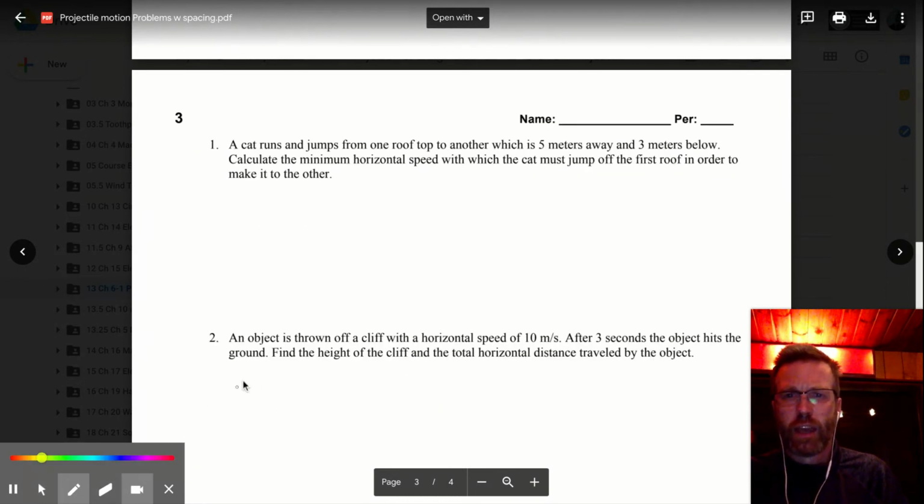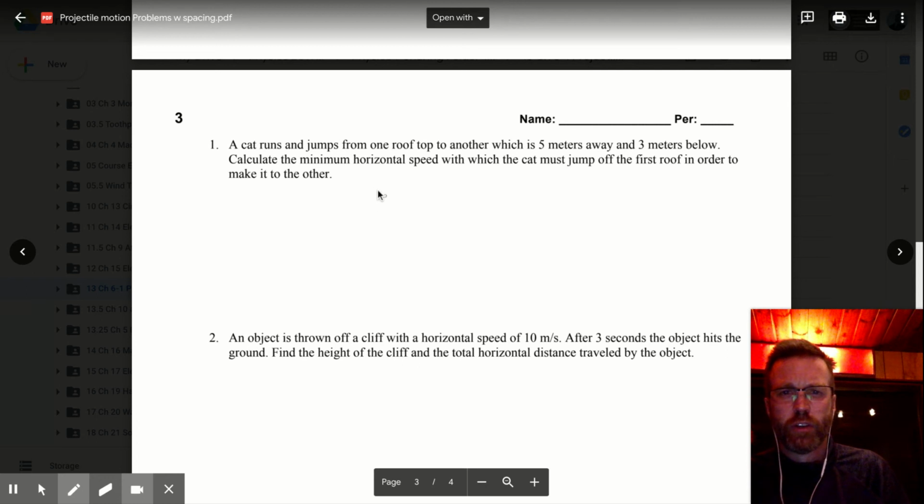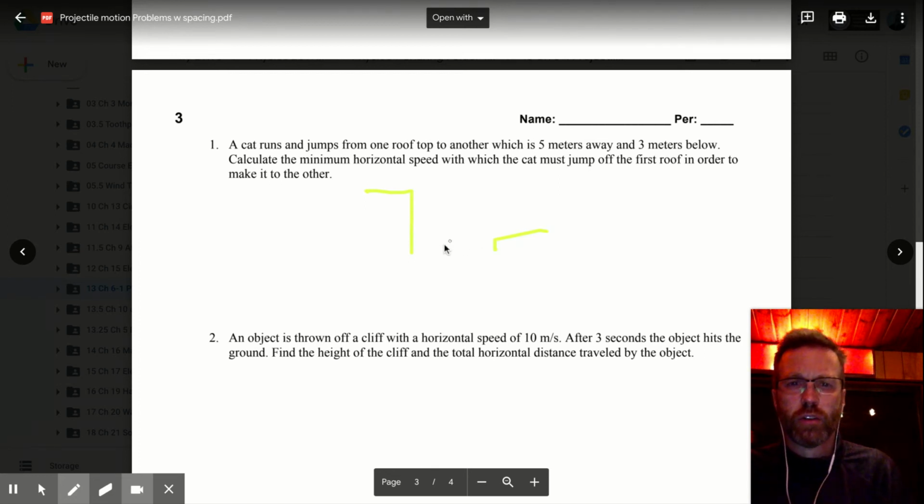I've got a cat jumping from one roof to another. It's 5 meters away. So here's one roof. 5 meters away, there's another roof, and it's 3 meters lower. So something like that. So we know the distance horizontally in here is 5 meters. And we know vertically that there's a 3 meter drop.